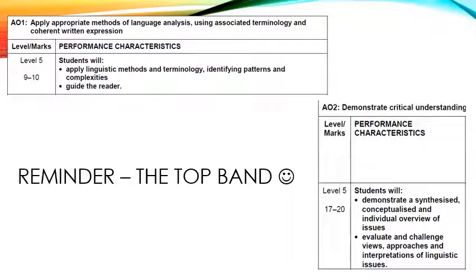But AO2 is for demonstrating a synthesized, conceptualized and individualized overview of the issues. So thinking about what the big issues are that affect that question, that idea I've been given, what are those big ideas, and conceptualizing them into almost little clusters of argument throughout your essay. But I also get the maximum marks for AO2 for evaluating and challenging the views. Is there another theory that counters that? Is there a limited validity in that argument? Is there another way we could approach and interpret the linguistic idea, which in this case is about new lexis? So that's what we need to keep doing consistently.